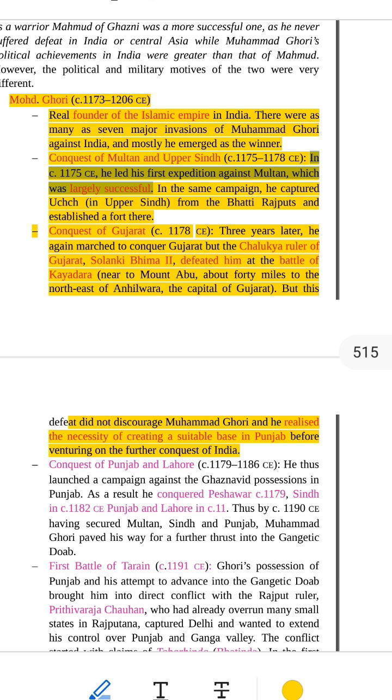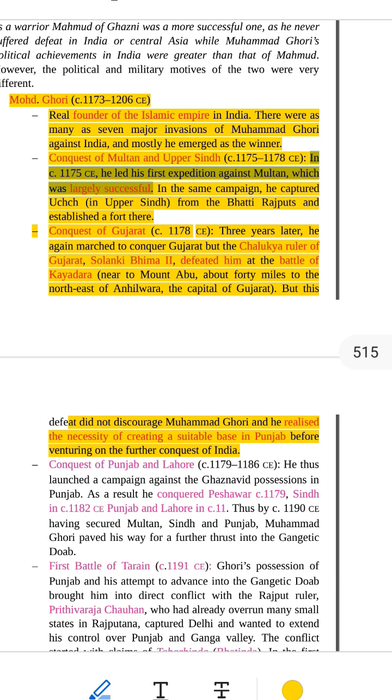Who was Muhammad Ghori? Muhammad Ghori, ruled c. 1173 to 1206 CE, was a Muslim king from the region called Ghor in today's Afghanistan. He is called the real founder of the Islamic Empire in India because he made sure Muslim rule stayed in India even after he died. Others had come to India before him, like Mahmud of Ghazni, but they only looted and left. Ghori was different. He came to stay, conquer, and build.